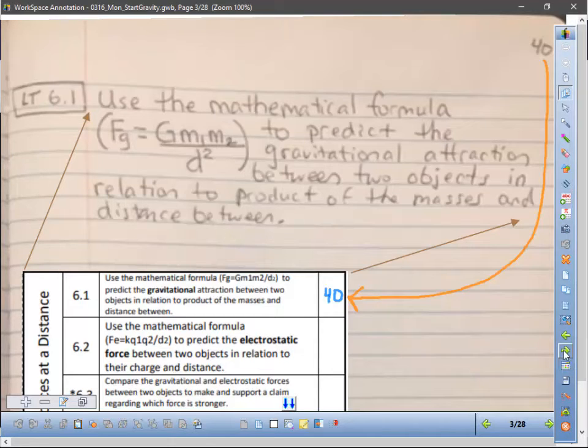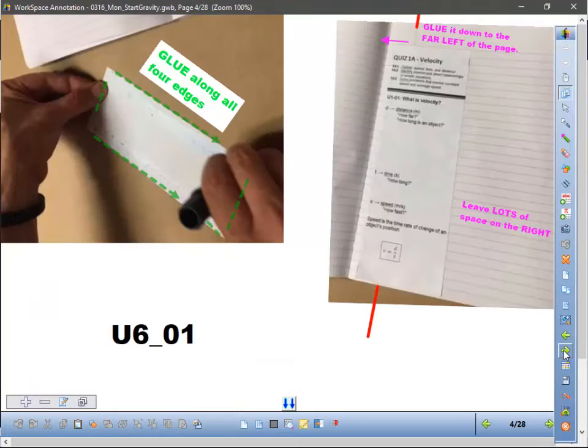Alright, and next you're going to turn the page to page 41, and you're going to get out note strip Unit 6.1, the first note strip for Unit 6, and you're going to glue it down on the far left side of the page, right across the pink line. And when you're done gluing it down, it should be to the far left side so you can write the notes on the right side.